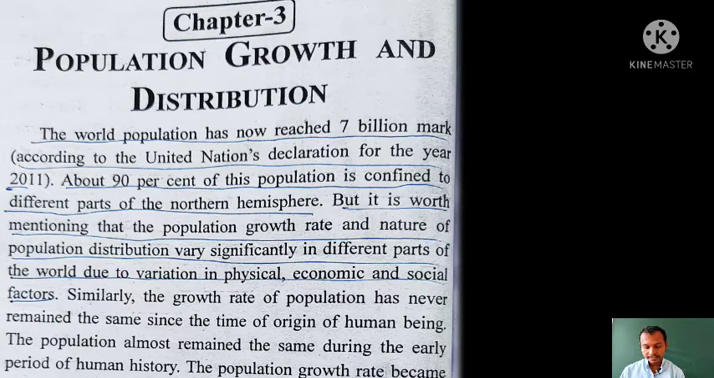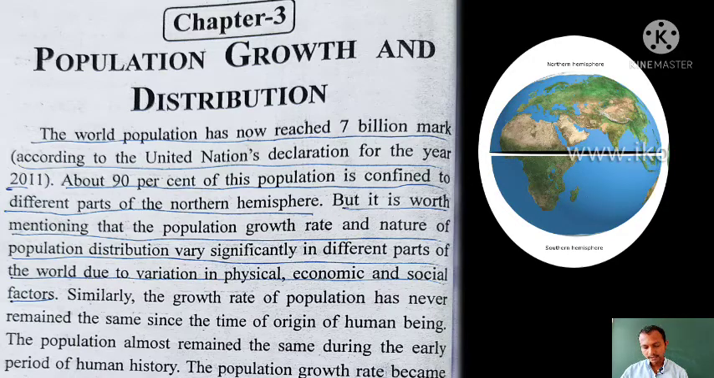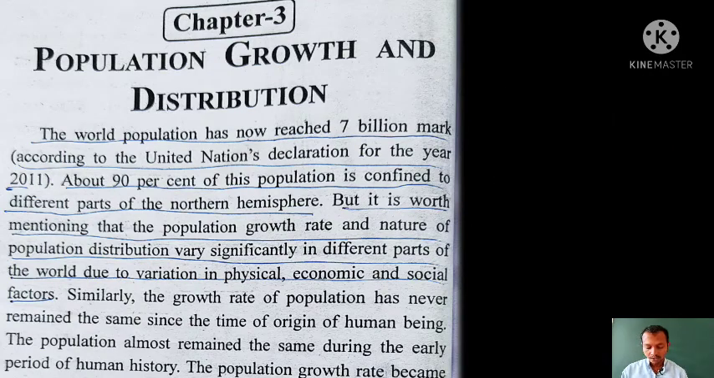Now according to the census of 2011, the world's population reached 7 billion. This is the data. And dear friends, if we see the globe and divide it into hemispheres, the northern hemisphere and the southern hemisphere, the northern hemisphere occupies more of the land and the southern hemisphere is occupied with more of the water body. The land body is on top. Of this 7 billion population, 90% are residing in the northern hemisphere. This 90% of the 7 billion people are within the northern hemisphere of the globe.